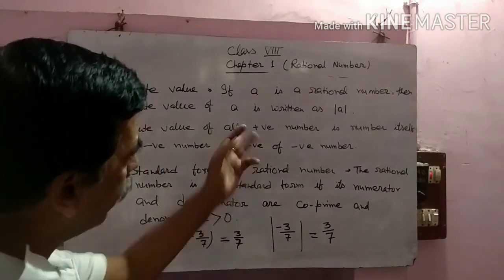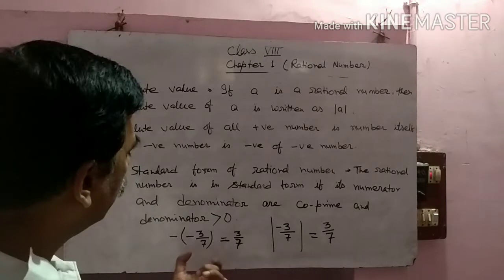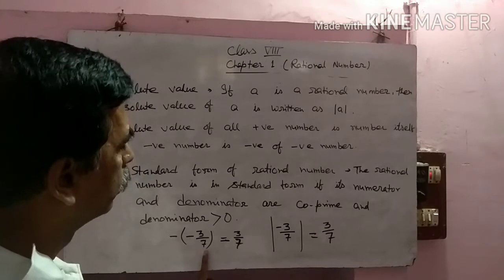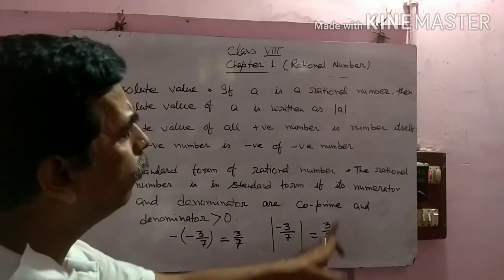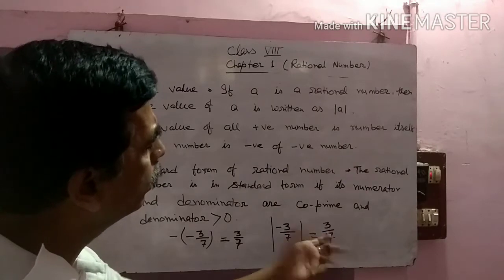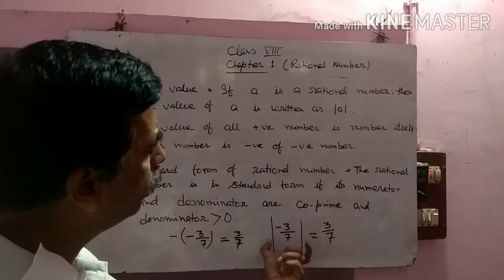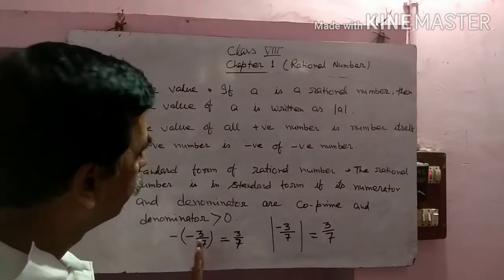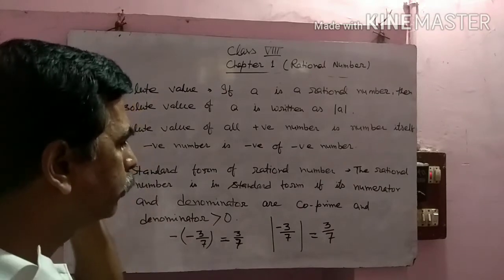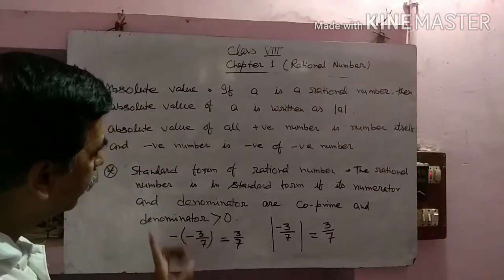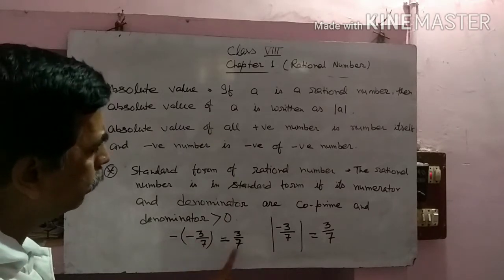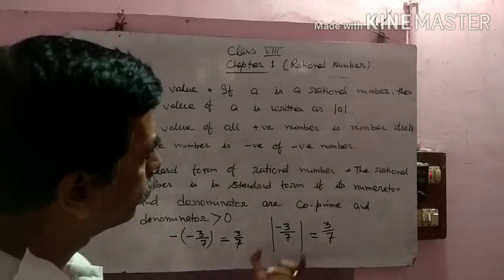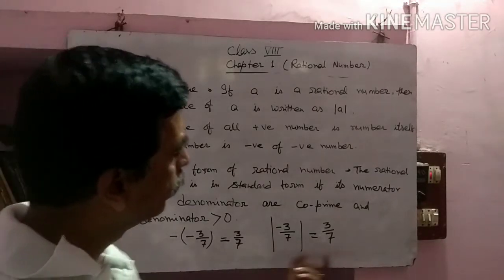As you know, as per the definition, the negative of the negative number is the absolute value of any negative number. So how do we get the answer that 3 by 7 is the absolute value of minus 3 by 7? There is one reason behind that. To get the absolute value of a negative number, take the negative of the negative number, then finally you get the positive value. That's why the absolute value of any negative number is written like this.